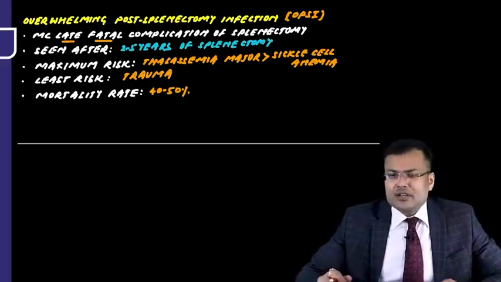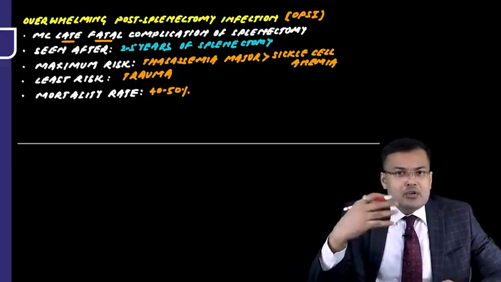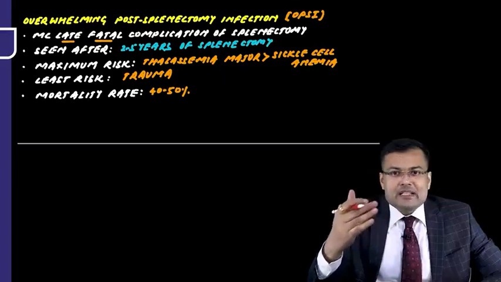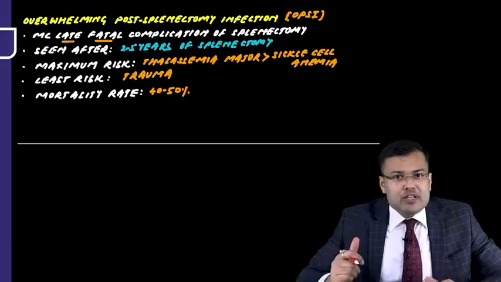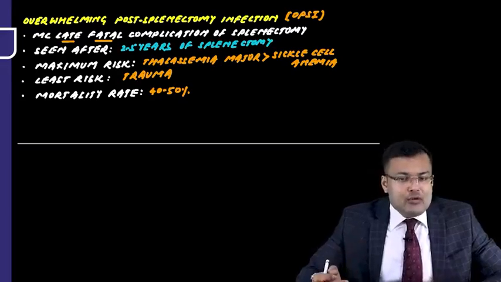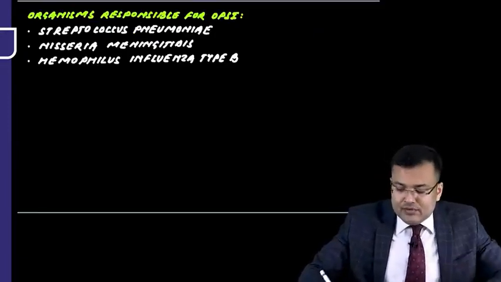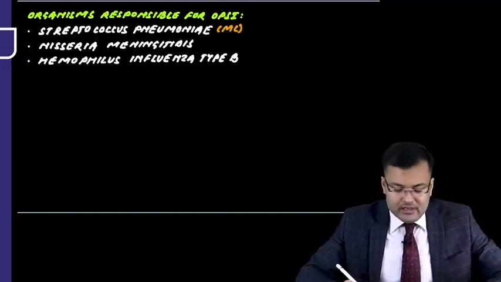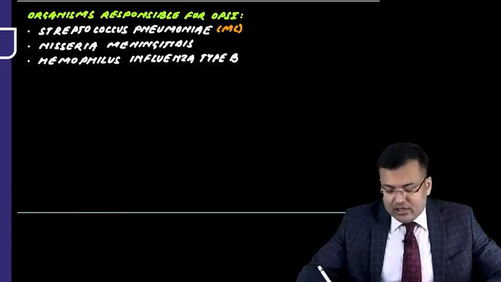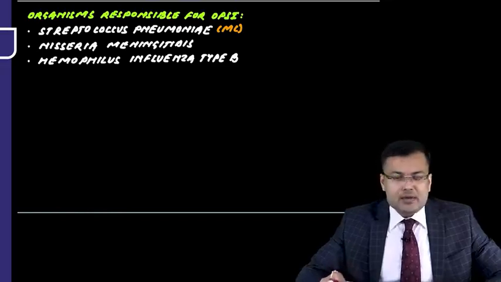You know, what is the function of spleen? It helps in phagocytosis of capsulated organisms. So if we perform splenectomy, there is increased risk of infection caused by capsulated organisms like Pneumococcus, Strep pneumoniae, Meningococcus, Neisseria meningitidis, and the third is Haemophilus influenzae type B. The most common is Strep pneumoniae, also known as Pneumococcus. These are the organisms mainly responsible for OPSI.